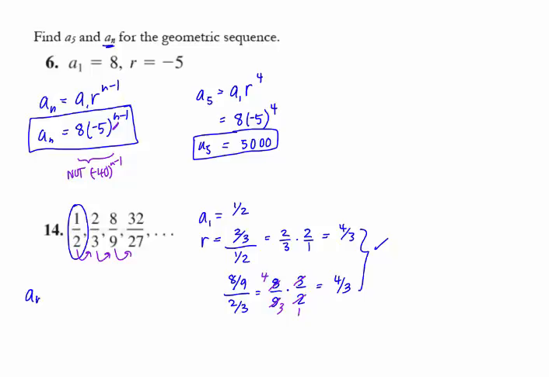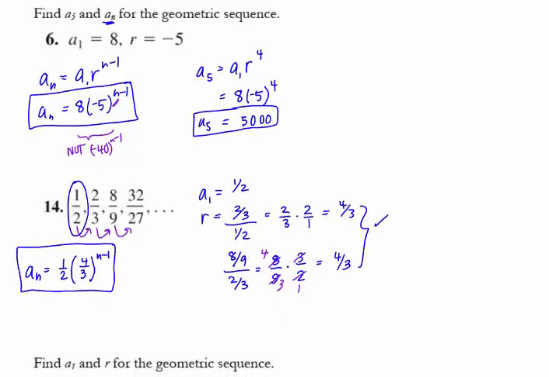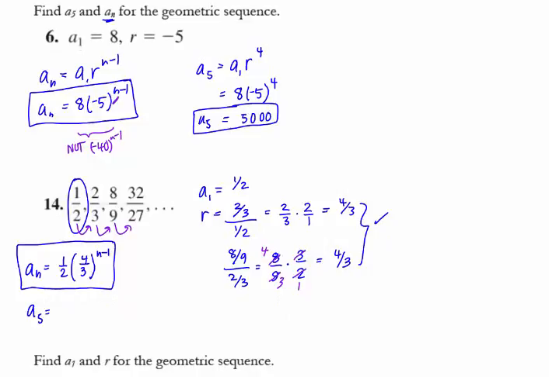To write the nth term then, we have the first term, 1/2, times the common ratio, 4/3, raised to the n minus 1. That's a general formula for the nth term. And we want to also find the fifth term. That will be 1/2 times 4/3 raised to the 4th power. If we want the fifth term, we do n minus 1 there. And this value is 128 over 81. So to write it nicely, a5 is 128 over 81.